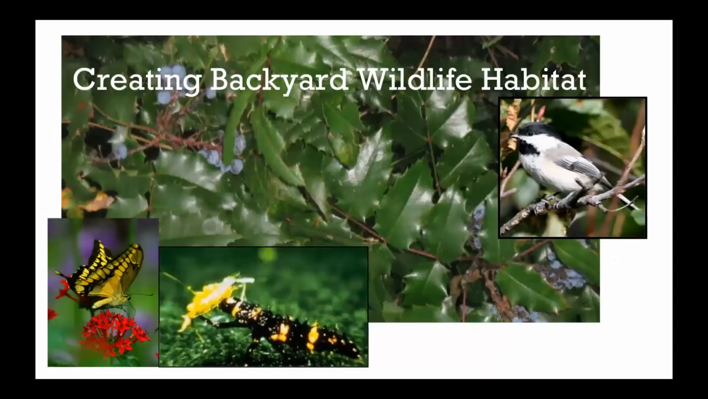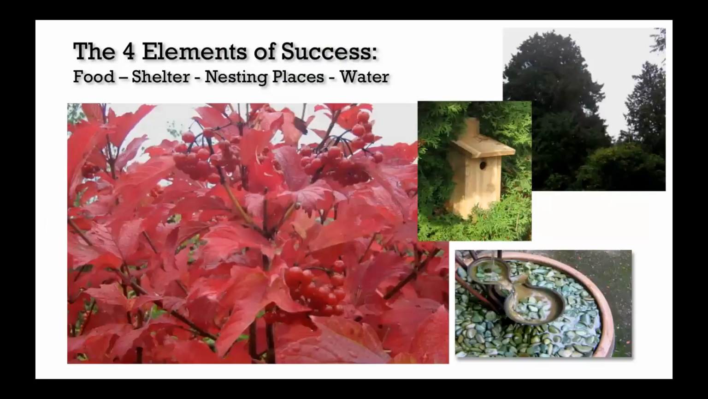Now we're going to talk about creating habitat in your backyard for wildlife. And I'm going to be talking about native plants and other things that you can do that will really provide the keys to success for attracting beneficial wildlife to your garden. So there's 4 basic things. Here's my high bush cranberry. Again, you can tell how much I love this plant. I just think it's so stunning.